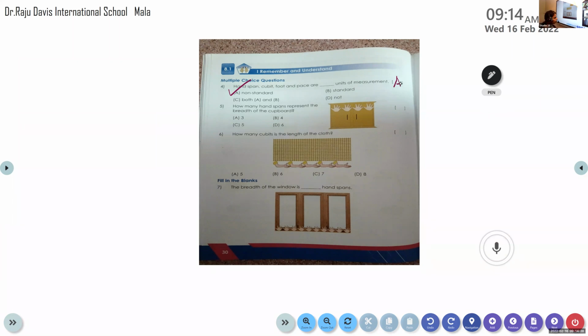Dhyan, how many handspans? The breadth of the cupboard. Count and tell me how many handspans. 1, 2, 3, 4. So how many handspans, Dhyan? 4. Option B, 4. Right, capital letter B inside the bracket.